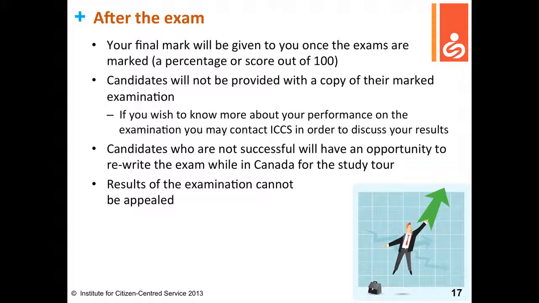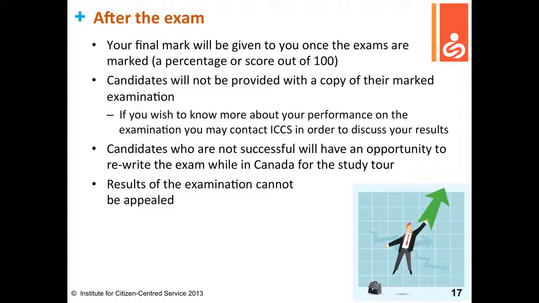People who do not get the 80%, you will have an opportunity to write the exam again while you're in Canada. And unlike some things in life, I know if you go to court, you get to appeal, but with the ICCS exam, there's no appeal. So you get your mark, and the mark is what the mark is.